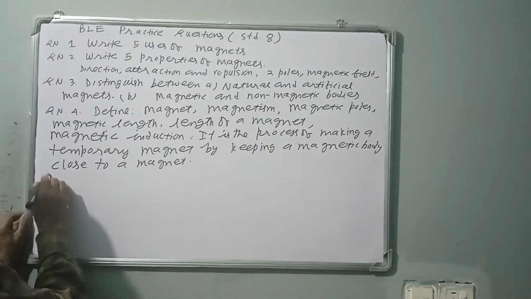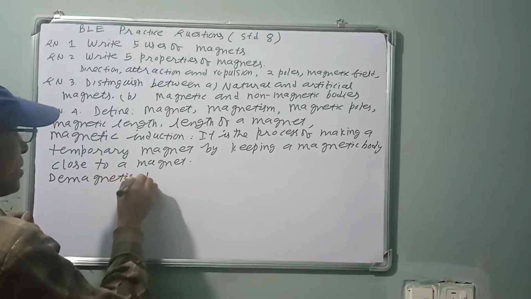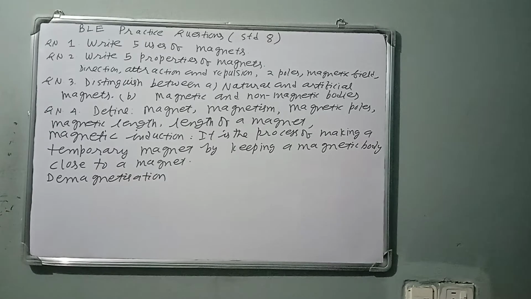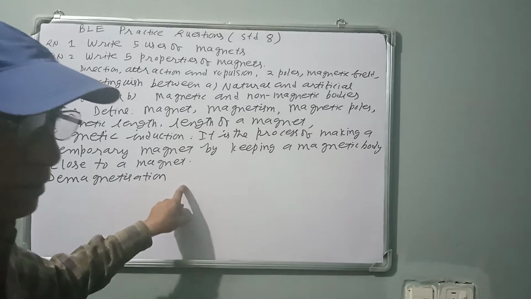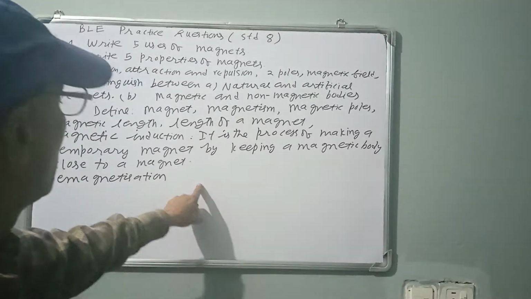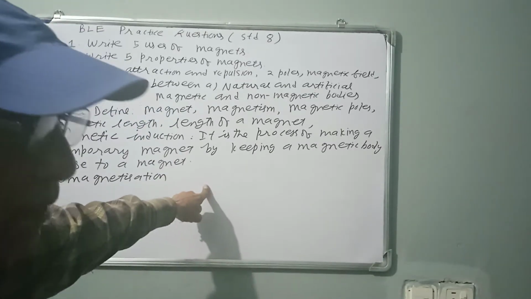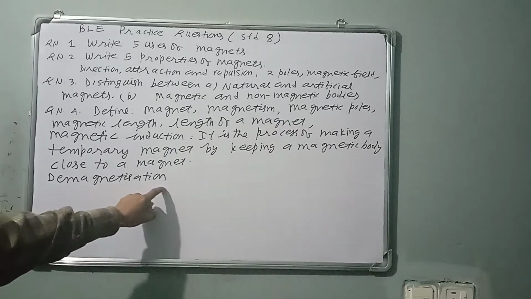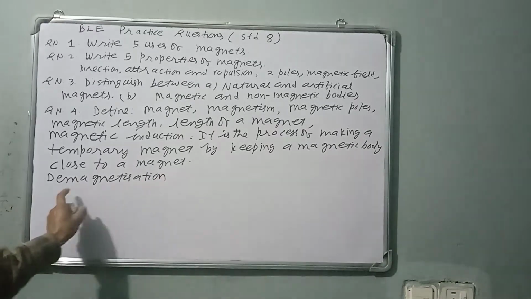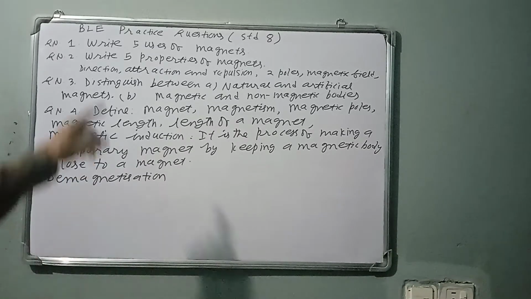Another is demagnetization. Demagnetization is the process of losing magnetism. For example, hammering, beating, dropping frequently, touching light poles, passing alternating current, rough handling, etc. These are the activities which cause demagnetization. In the same way, you can write so many definitions.